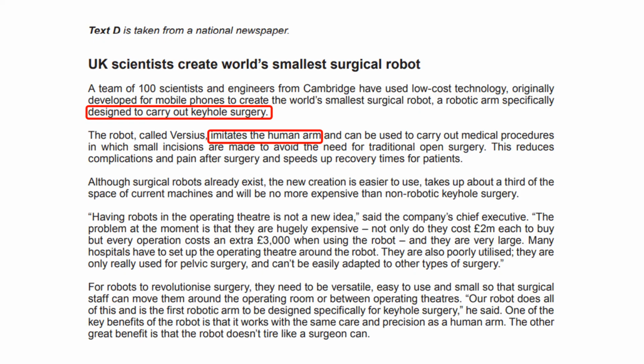Having robots in the operating theatre is not a new idea, said the company's chief executive. The problem at the moment is that they are hugely expensive. Not only do they cost £2 million each to buy, but every operation costs an extra £3,000 when using the robot. And they are very large. Many hospitals have to set up the operating theatre around the robot. They are also poorly utilised. They are only really used for pelvic surgery and can't be easily adapted to other types of surgery. Now, I don't need to know the information about how much it costs and how it needs to be set up around a robot. That's irrelevant to my text, so I ignore what's there.